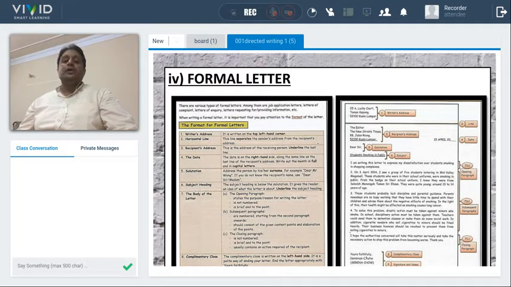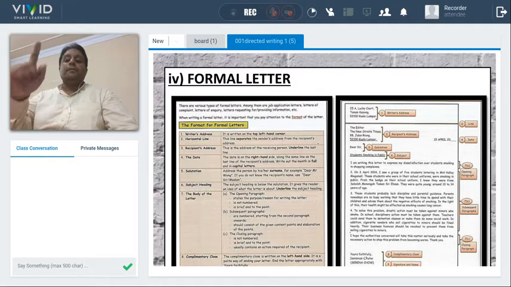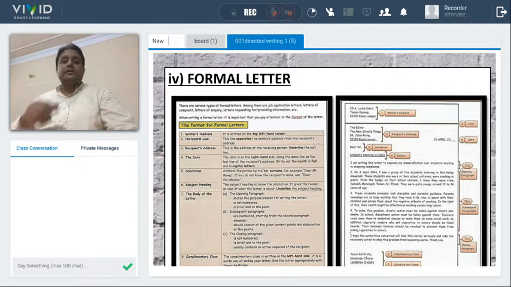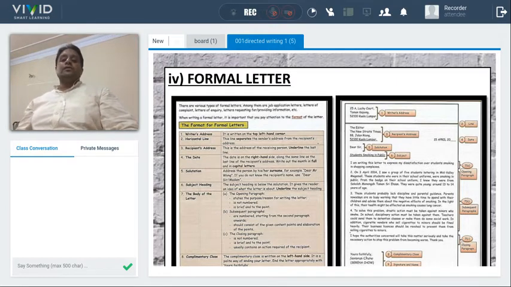You should be worrying about the addresses, the writer's address, the recipient's address, and the date and all that. So if the letter categorically asks you to start your letter with dear sir, then write dear sir, comma, and this is the very salutation you have for the start of the letter. After the starting, we have a subject.